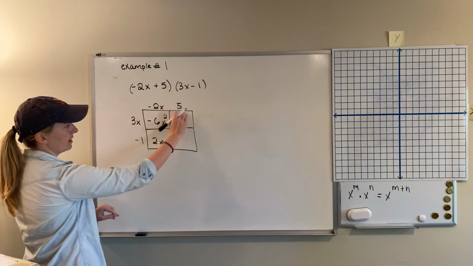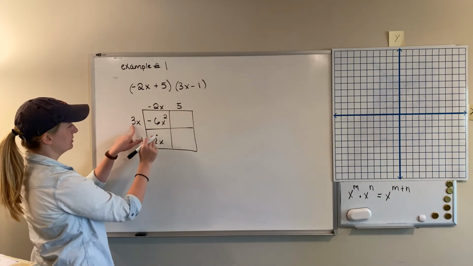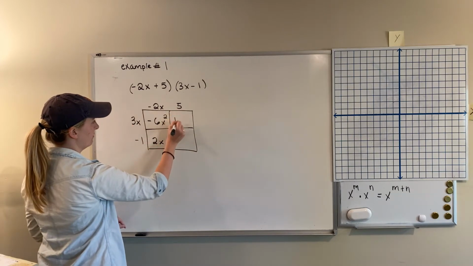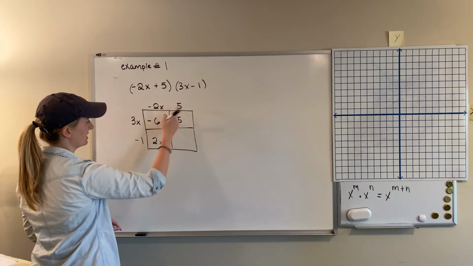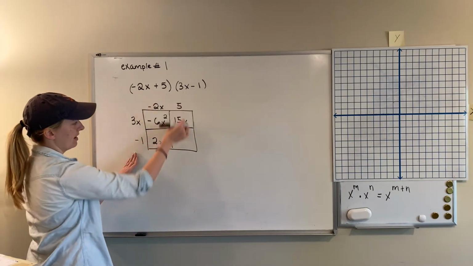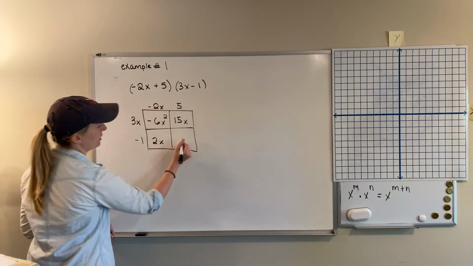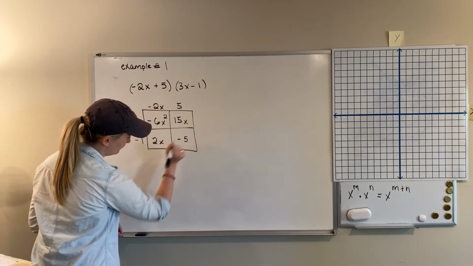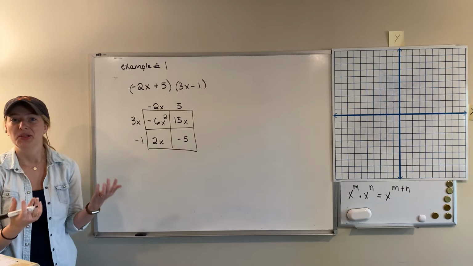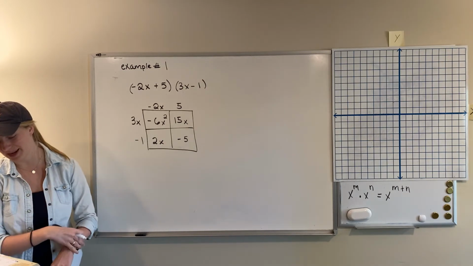Now I'm moving over here. I have 5 times 3x. So 3 times 5 is 15. There's no x here, so just tack on your x from right here. And now my last box, I have 5 and negative 1. 5 times negative 1 is negative 5. Alright, so now you're like, cool. I have a box of 4 numbers. What on earth do I do?